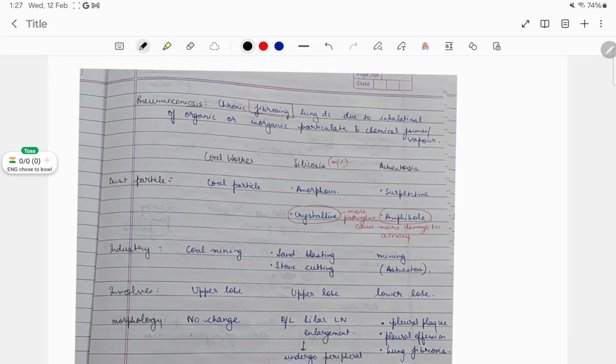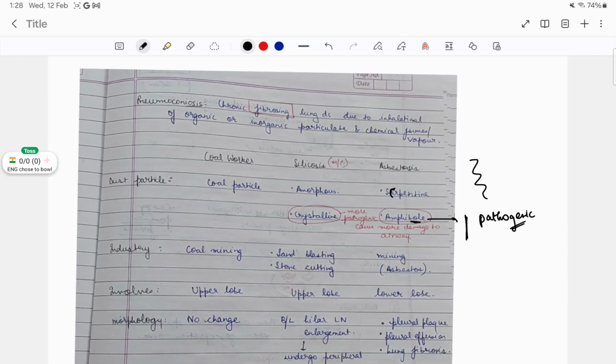First is the serpentine fiber and the amphibole fiber. What is serpentine? As the name suggests, serpentine is something that is wavy, curly and flexible fibers. So it accounts for most of the asbestos used in the country. And what is amphibole? Amphibole is straight particles. These are more pathogenic. Amphibole is more pathogenic, it has more malignant potential than serpentine.